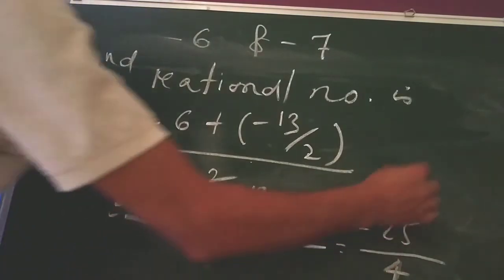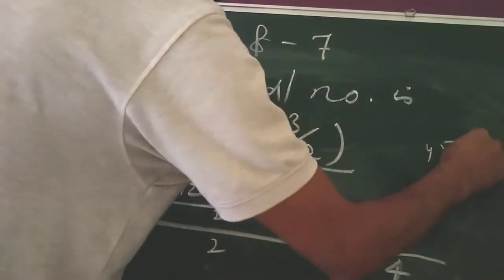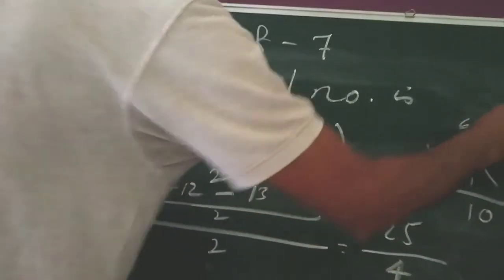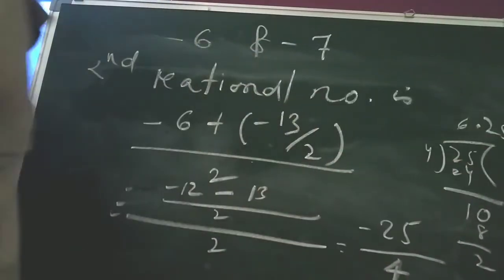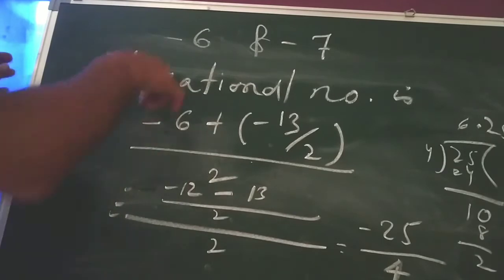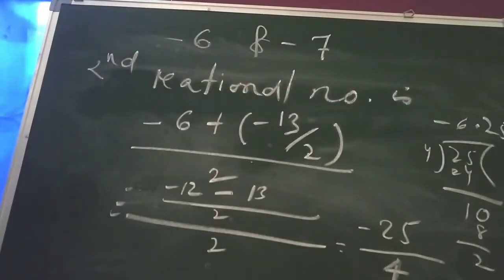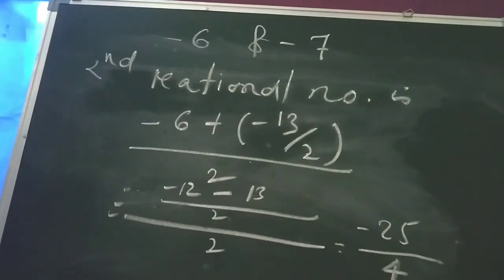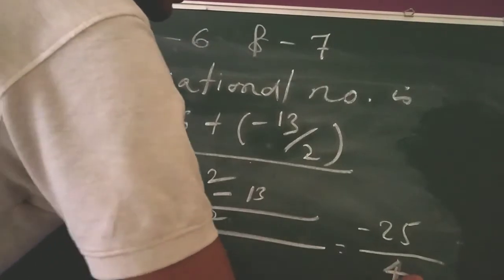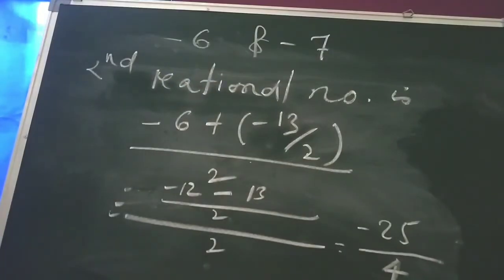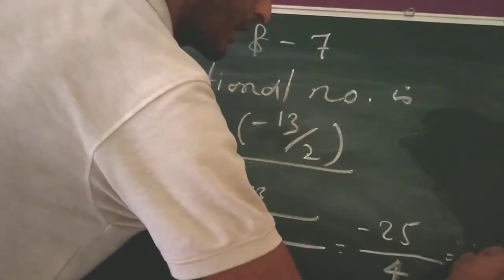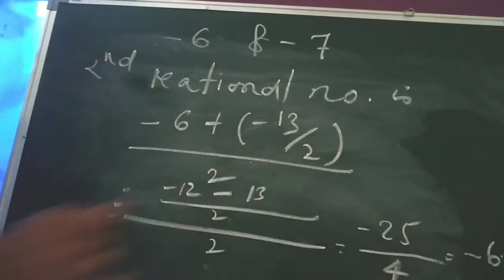If you divide 25 by 4: 4 sixes are 24, then decimal, 0, 4 twos are 8, 2, 2 fives are 10, 4 fives are 20, so 6.25. Obviously, it lies between minus 6 and minus 7. The second rational number is minus 25 by 4, which is equal to minus 6.25. I hope, student, you understood this one. So we got two rational numbers.